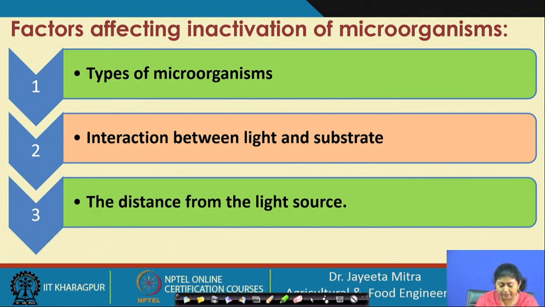Then the interaction between the light and the substrate is based on whether the material is transparent, whether the material is opaque, whether the surface is rough, or whether it is having any kind of interaction with the light, and whether it is penetrating at the surface or not. So, there are so many parameters; it depends on the substrate, that is what we are taking.